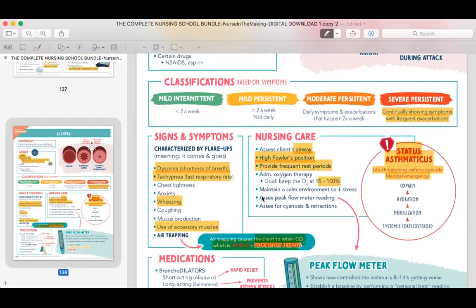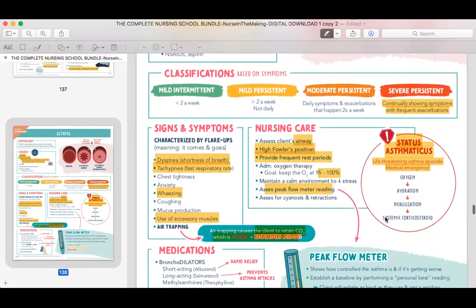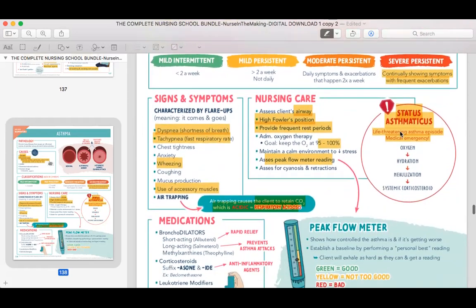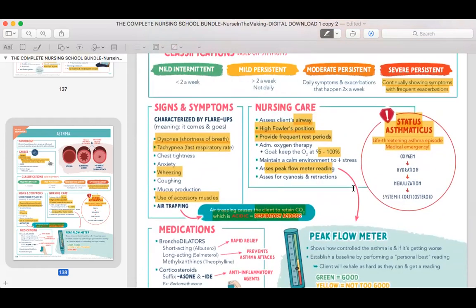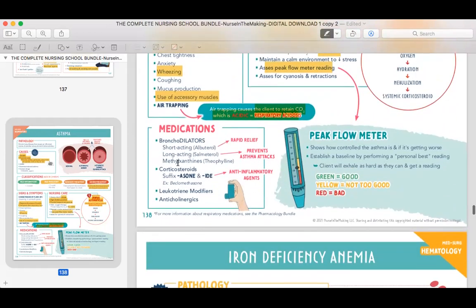Decrease stress. Make sure you're using your peak flow meter. That's important to know. If you have a status asthmaticus episode, it's a medical emergency. You have to give them oxygen. Do anything you can to give that patient oxygen, keep them hydrated, and nebulizer. But for ATI, you have to know the peak flow meter. If it's green, it's good. If it's yellow, it's not so good. If it's red, it's bad.